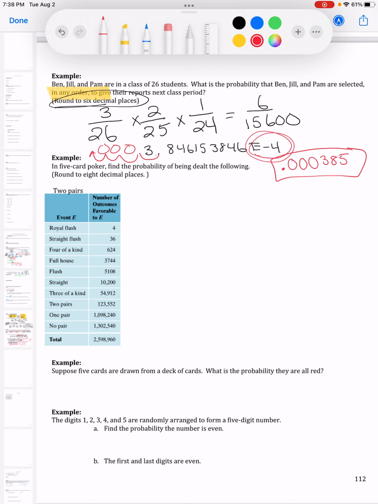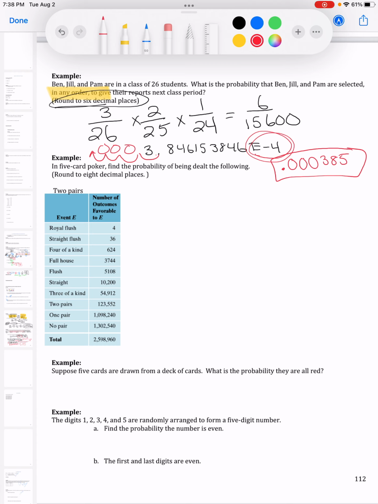as my final answer. If you're a patterns person, this isn't a coincidence, you'll have one less zero than the number out there. So if the number was 4, I would have 3 zeros. If the number was 7, I would have had 6 zeros. That's always the case when we're moving this way.